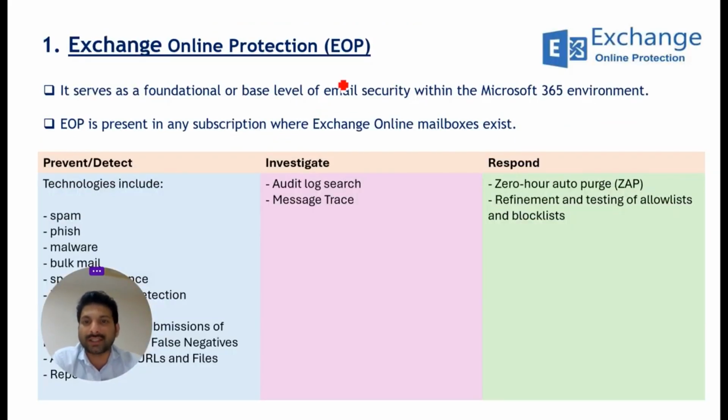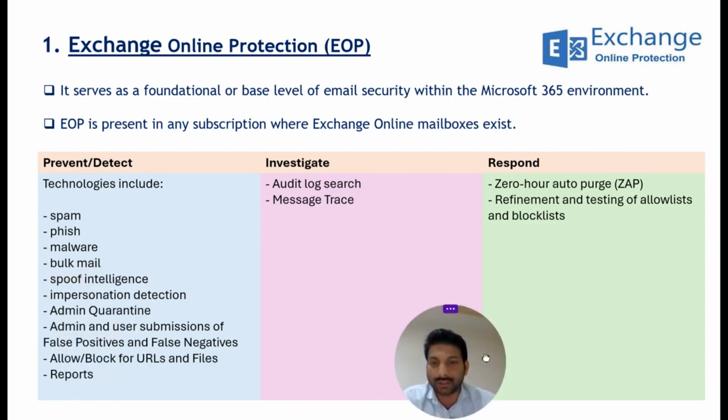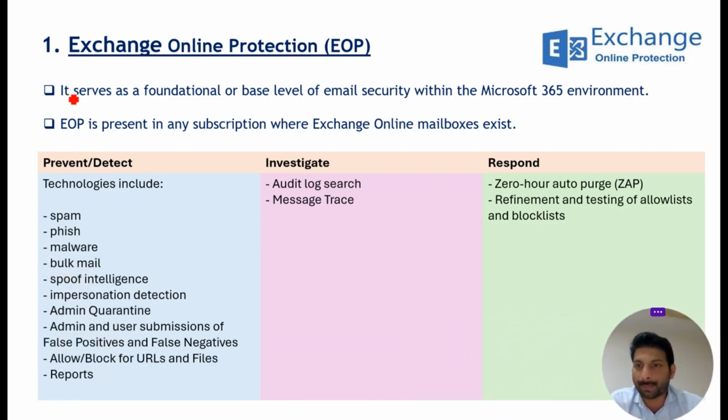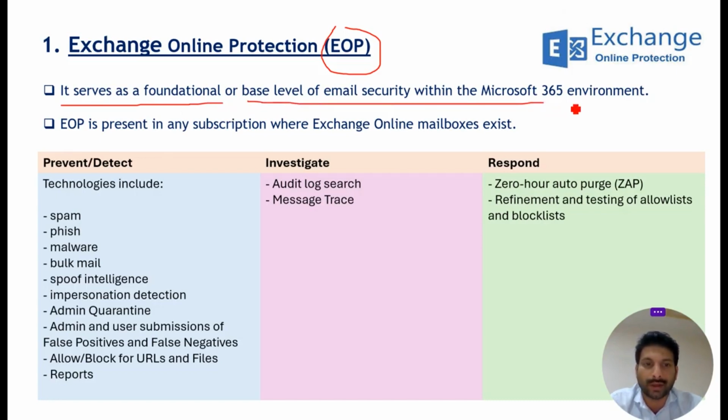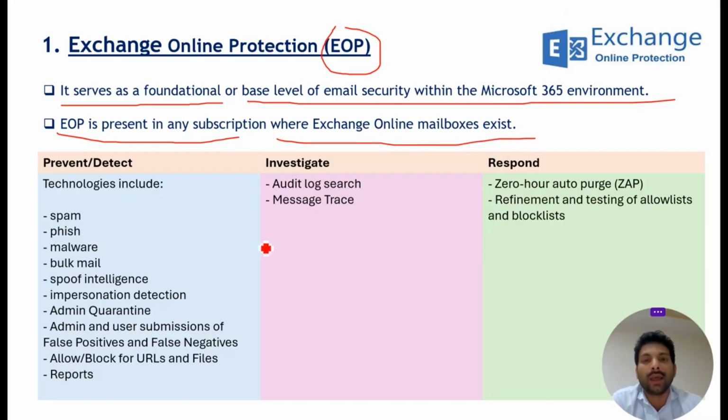All right. So let us start from Exchange Online Protection. The first one is Exchange Online Protection. It serves as the foundational, base-level email security within the Microsoft 365 environment, and it is present in any subscription where an Exchange Online mailbox exists. Wherever an Exchange Online mailbox is present, EOP is present there.